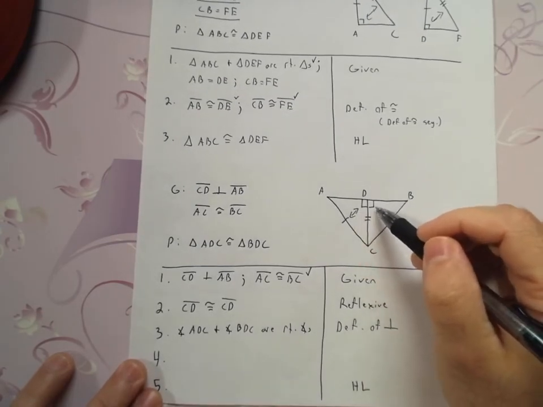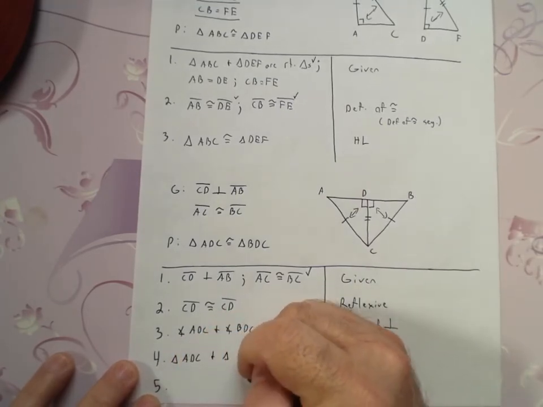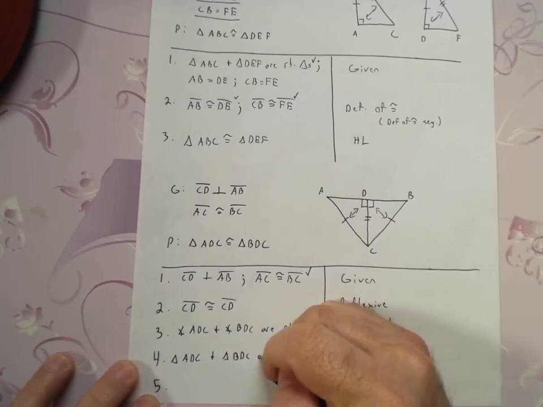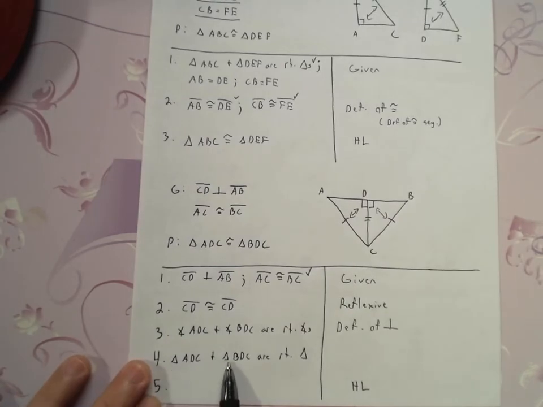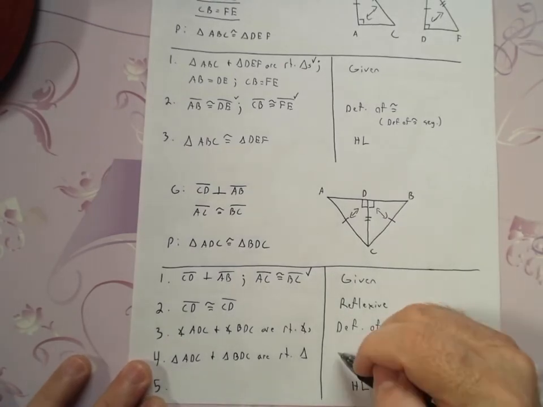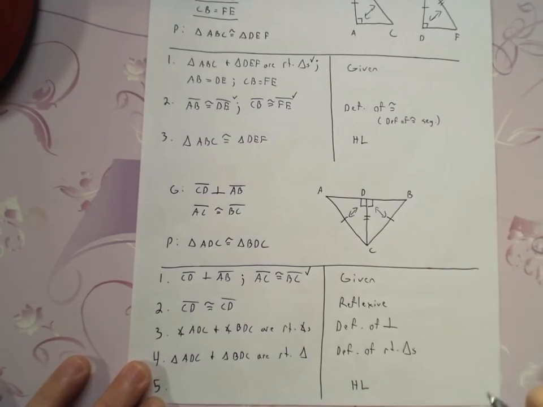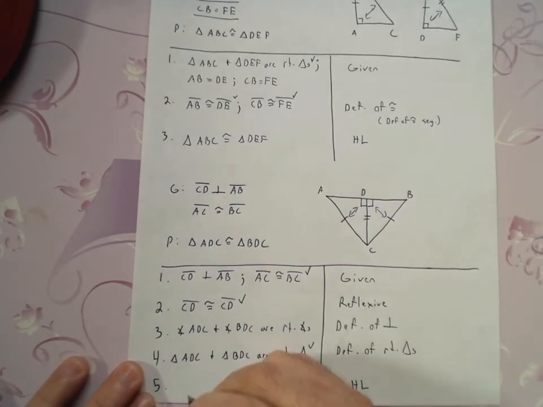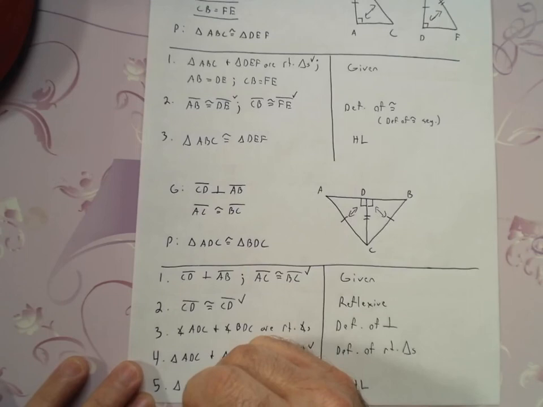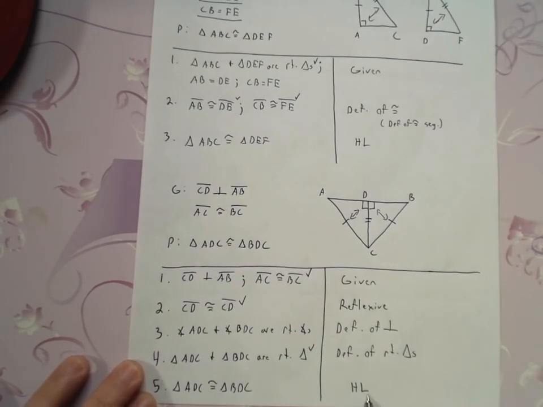Well, since these two triangles have right angles in them, that means that those triangles are right triangles, because that's what it means to be a right triangle. Right triangles have one right angle. Triangle ADC and triangle BDC are right triangles. That's just the definition of right triangles. And now we have our right triangles. We got the leg, we got the hypotenuse. Triangles have to be congruent. Triangle ADC congruent to triangle BDC because we have hypotenuse leg.